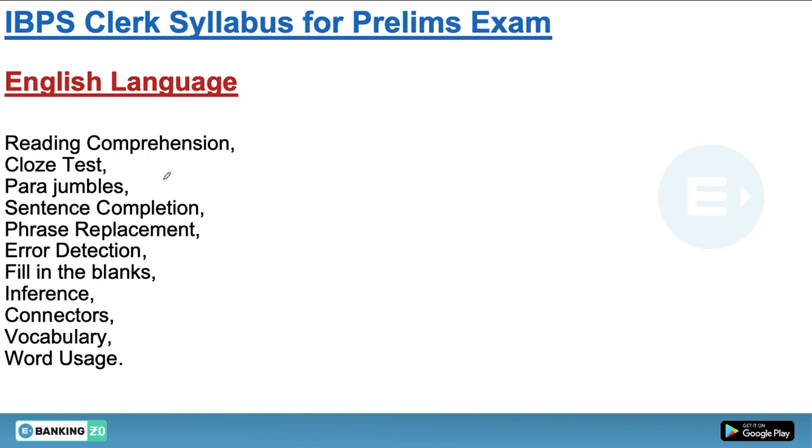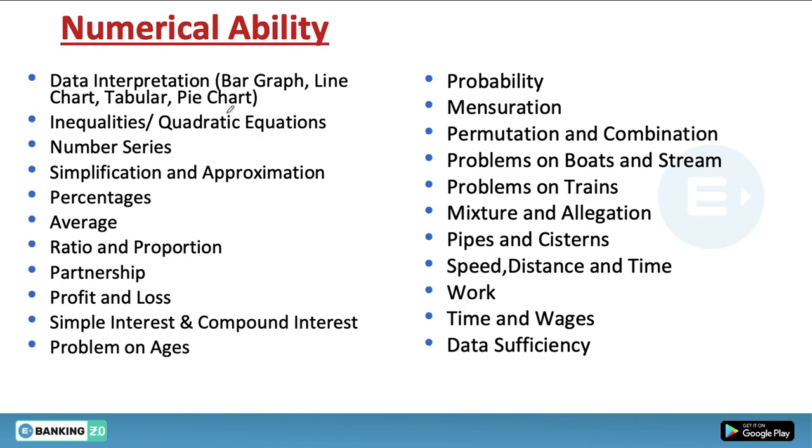Talking about the syllabus of the prelims, first of all we'll discuss the English language. In English language, the syllabus which you have to study is reading comprehension, cloze test, para jumbles, sentence completion, phrase replacement, error detection, fill in the blanks, inference, connectors, vocab and word usage. So this is the syllabus for English language. Talking about numerical ability, you will have to study data interpretation, which will include bar graph, line graph, tabular and pie chart.